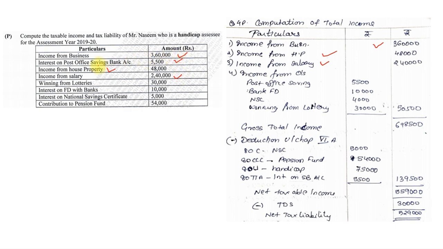Now comes income from other sources, under which we have post office savings account, which is 55,500. Winnings from lottery is there, 30,000. Interest on FD is there, and interest on NSC is there. We add up all the income from other sources. The value comes to 50,500.